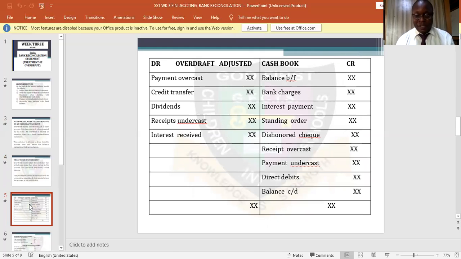This is the format of the overdraft adjusted cash book. You can see that on the debit side, we have payment of account, credit transfer, dividend, receipts under cash, and interest receipt. Then for the credit side, we have balance brought forward and bank charges. This balance brought forward, if the cash book is not an overdraft, will be at the debit side, but because it is an overdraft, it is at the credit side of the cash book account. So we have bank charges, interest payment, standing order, and dishonoured cheque.